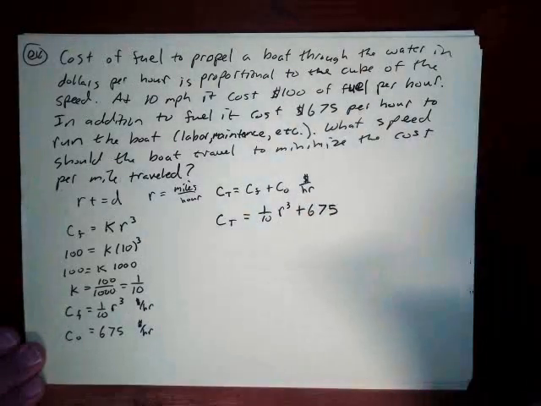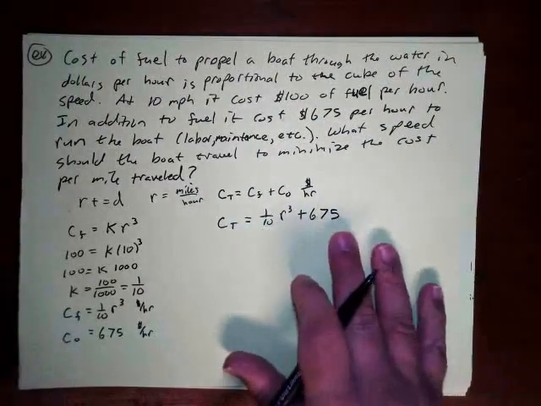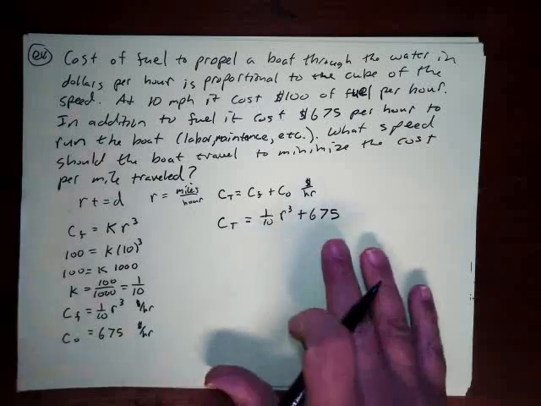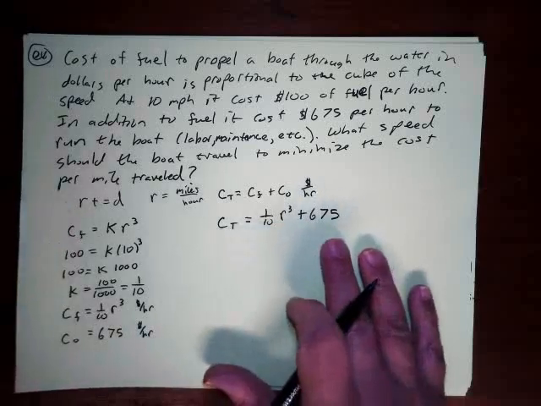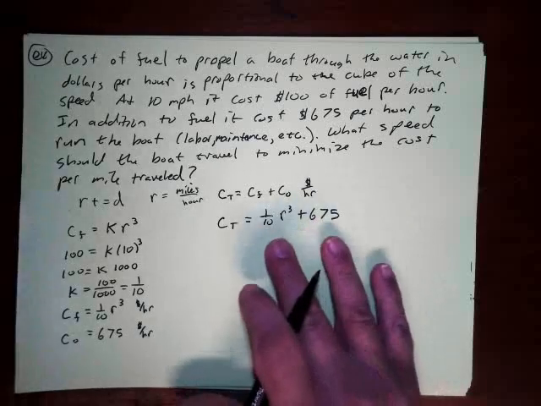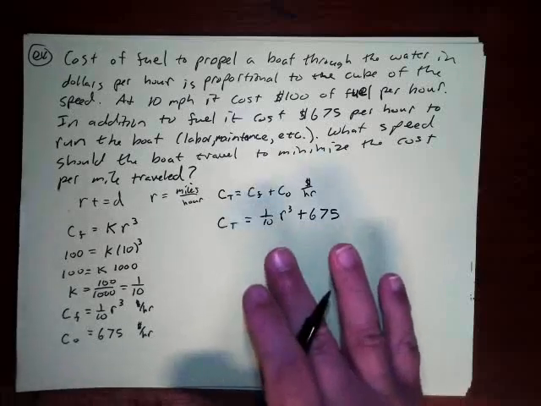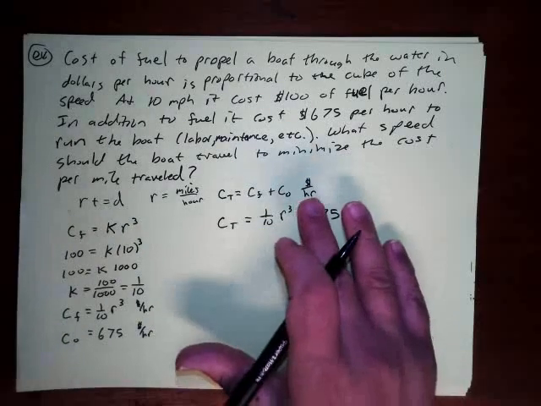So again, I'm making this look easy, okay? But this is the cost total. Now, I'm not minimizing the cost in dollars per hour. I'm not finding the speed that gives me the minimum cost in dollars per hour, but dollars per mile, okay?